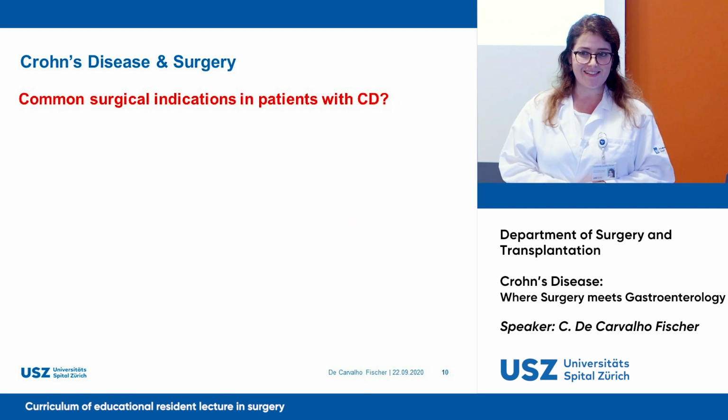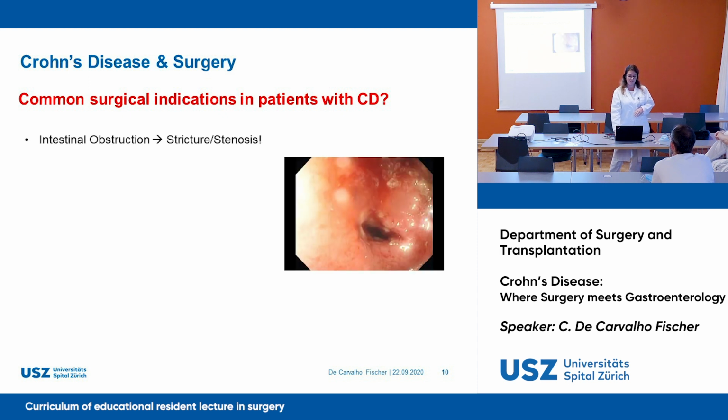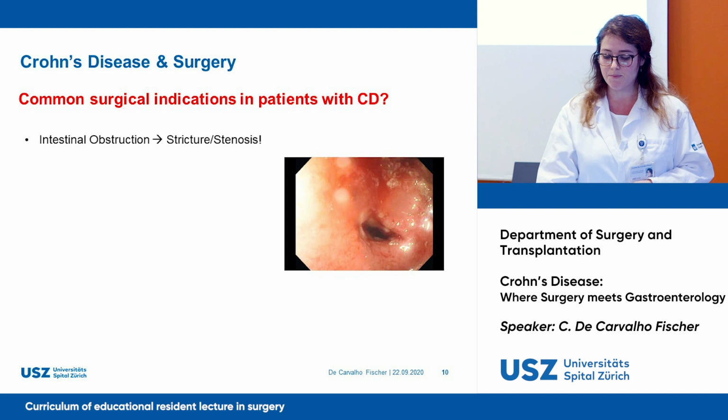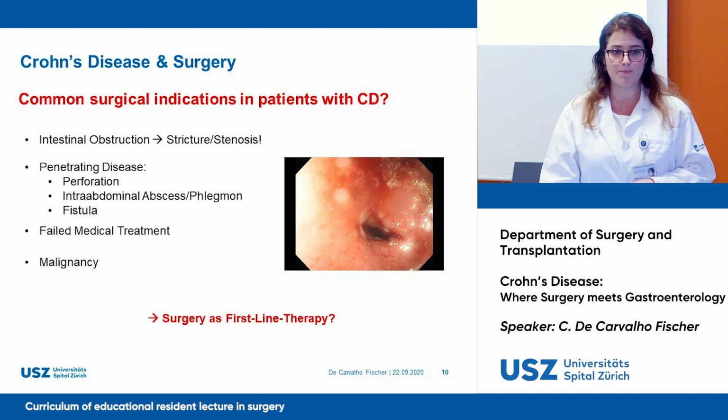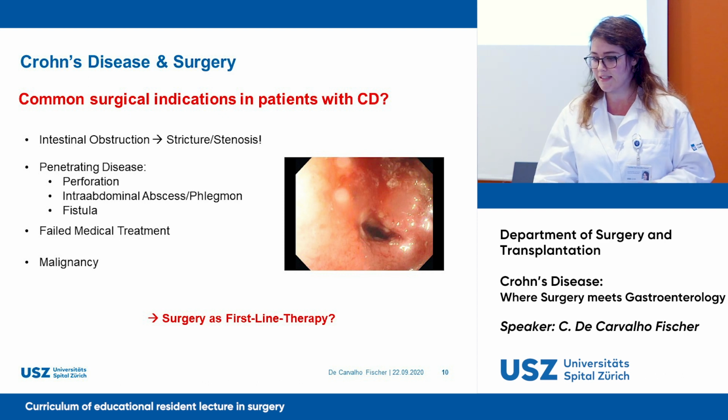Another question for our residents: common surgical indications for Crohn's. We'll keep this short because my colleague will be holding a talk next week on the subject. Who can name some? Perforation or fistula or persistent abscess? Very good. So firstly, intestinal obstruction, a stricture or stenosis, then penetrating disease, which are the examples you just named, failed medical treatment, or last but not least, malignancy.